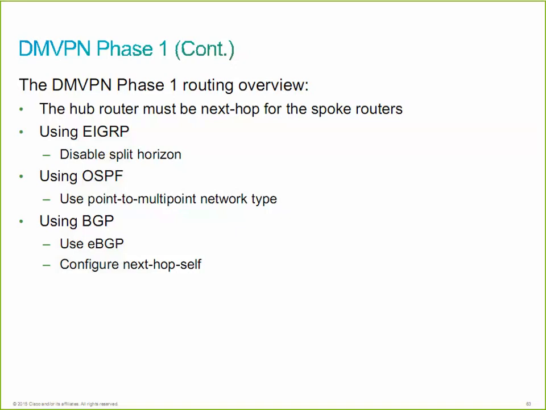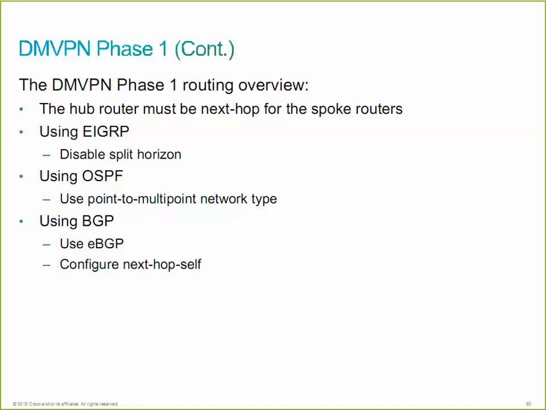So when we're using DMVPN phase 1, the hub is using only one interface to connect all of those spokes. It's using that multipoint GRE interface. So when it receives the update from a spoke network, from one spoke, it has to deliver that same update out the same interface. Obviously, split horizon being enabled by default will prevent that from happening. So that's one of the caveats if we're using a distance vector routing protocol.